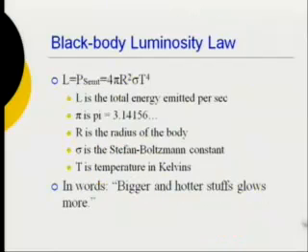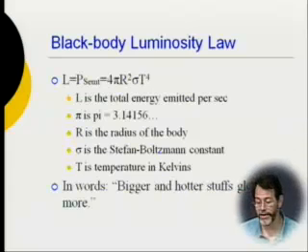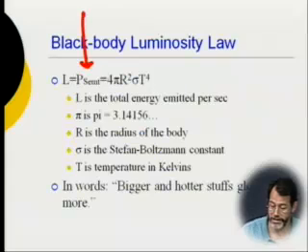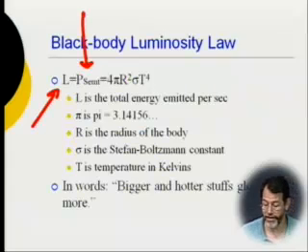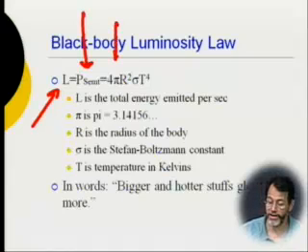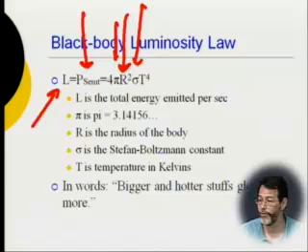So let's become even more sophisticated. The black body luminosity law. On the Wikipedia page for the black body and other laws, they use P. I prefer L for luminosity. So how bright is an object? The energy per second that it gives off is 4 pi, which tells you it's giving off in all directions, times its radius squared, and then, back to the Stefan-Boltzmann law, sigma, which is a constant, times its temperature to the fourth.